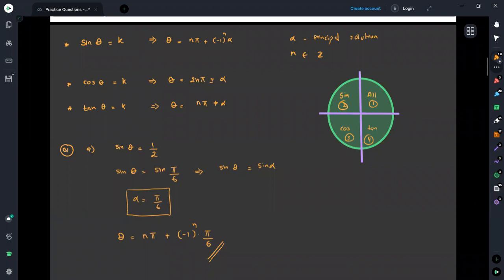But what we are doing here is that substituting values of n gives us the set of possible solutions of theta. If you simply set n equals 0, we get our principal solution.